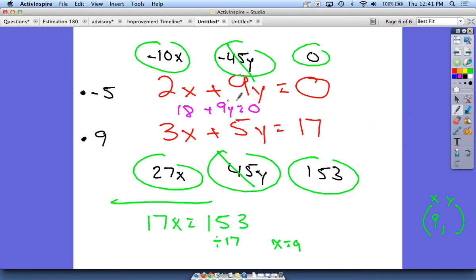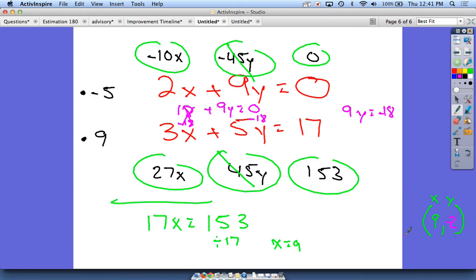Okay, I'll get 18 on the other side. So I will do -18, -18. So now I have 9y equals -18. And 9 times -2 is -18. So our two lines cross at 9, -2. That's where they would meet.